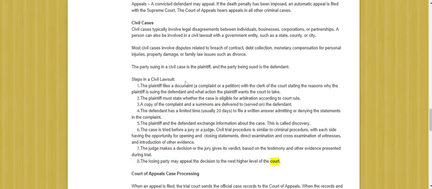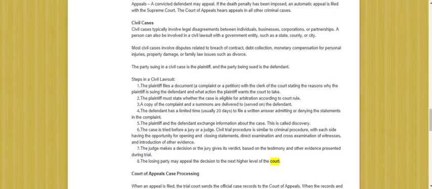So that's the basic steps in the civil lawsuit. The plaintiff files the document, the petition. The plaintiff must state whether the case is eligible for arbitration according to the court rules. The copy of the complaint or summons is delivered or served to the defendant. So the plaintiff, the one filing the complaint, must serve the other party, which is the defendant. The defendant has usually 20 days to file an answer or respond to the petition that's served on him.